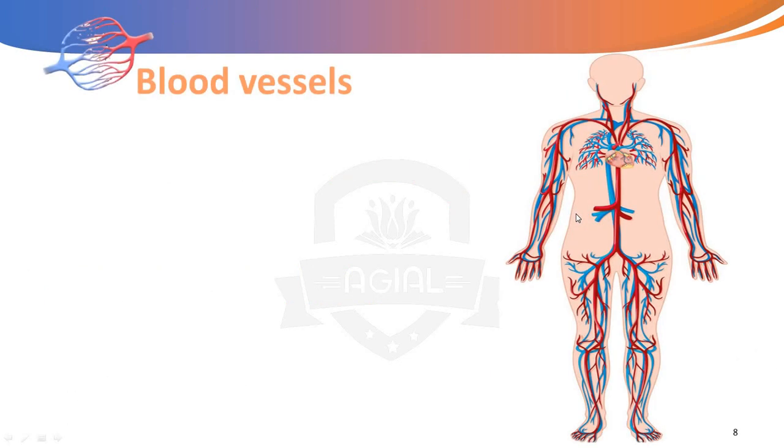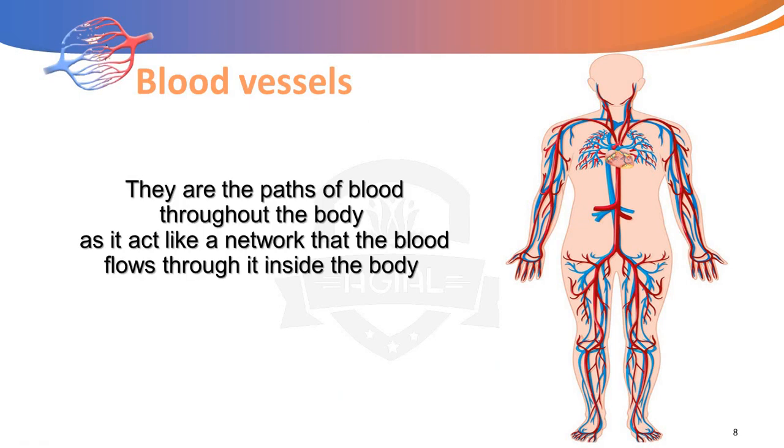So the next structure of the circulatory system is blood vessels. They are the passes of blood throughout the body, acting like a network that the blood flows through inside the body. Again, this means that the blood in the heart passes through the blood vessels to all the body parts, and the wastes from all the body parts pass through the blood vessels to special organs to get rid of them.